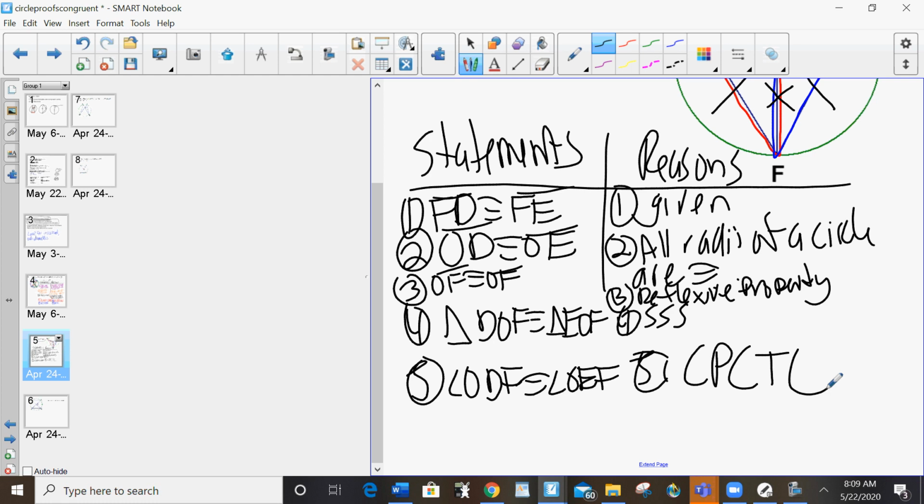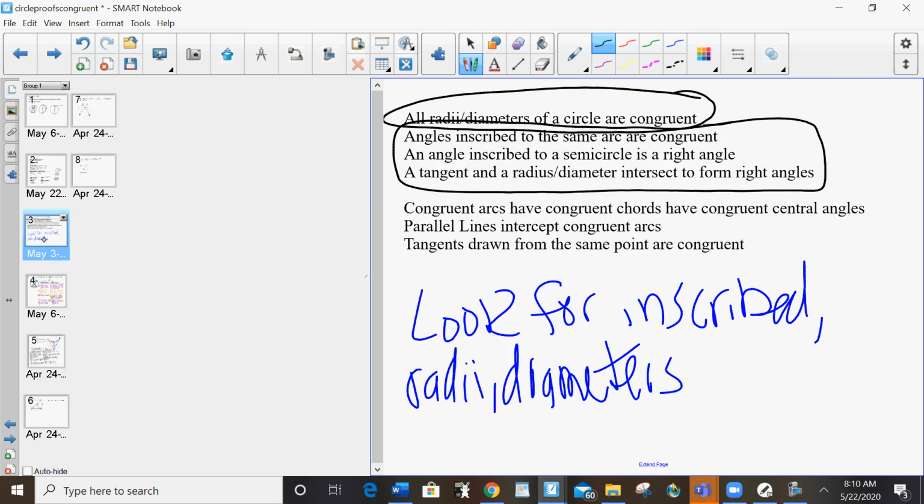CPCTC. And there it is. So it's the same procedure for proofs that we've been doing all year. Now you're utilizing your circle theorems. Your circle theorems look for inscribed angles, radii, and diameters. Main thing being inscribed. I feel like that comes up the most. If you look for inscribed angles, radii, and diameters, you're going to see them, and you'll have whatever information that you need.